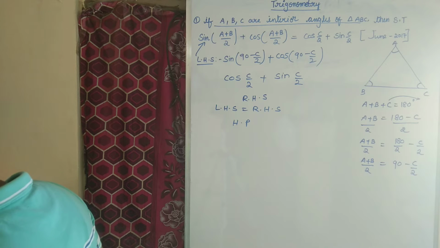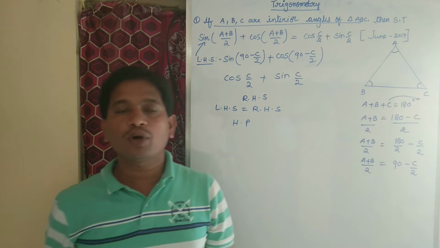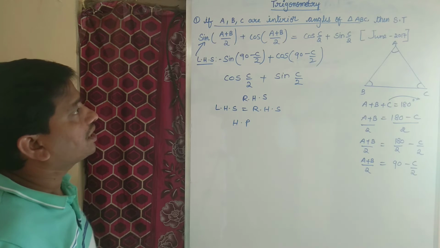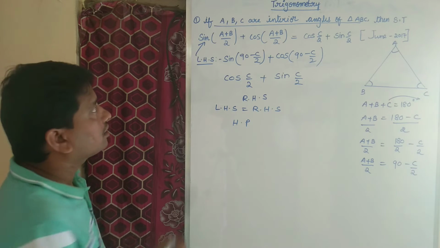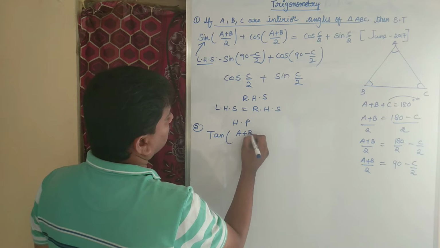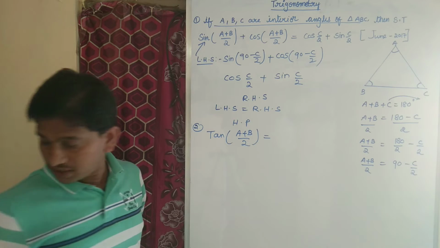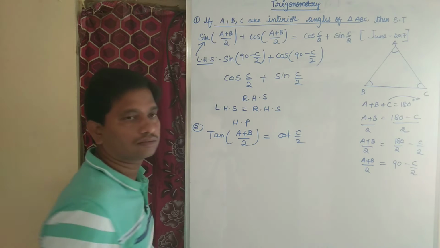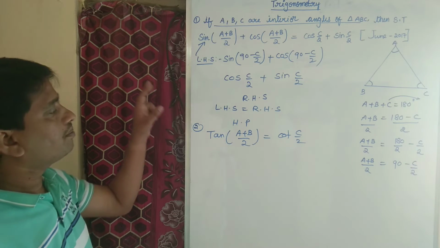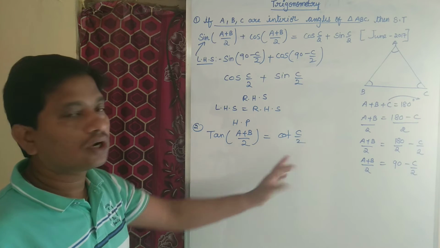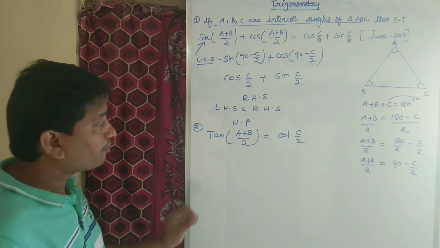They are also asking the same method of problem in exercise 11.3, question number 5. If A, B, C are interior angles of a triangle ABC, then they may also ask to prove that tan of (A+B)/2 equals cot C/2. Same method problem. They may ask anything, but the process is the same.